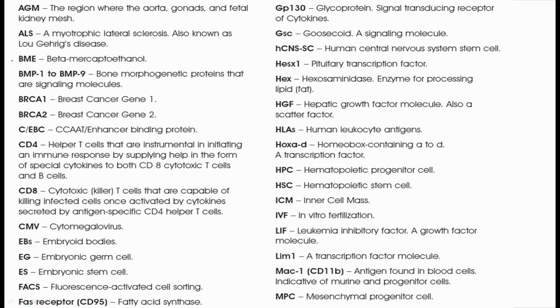Next term is BME, that is beta-mercaptoethanol. It is used for the breakage of disulfide bonds present in the protein. Next term is BMP1 to 9. These are bone morphogenetic proteins and are signaling molecules. Next one is BRCA1 and BRCA2. Both are breast cancer genes, that is breast cancer gene 1 and 2.